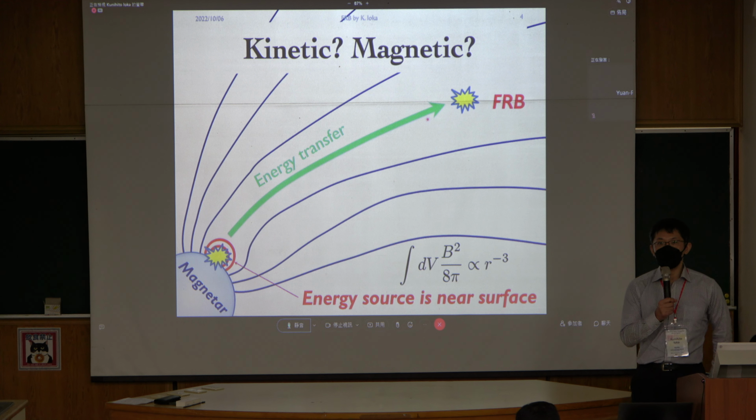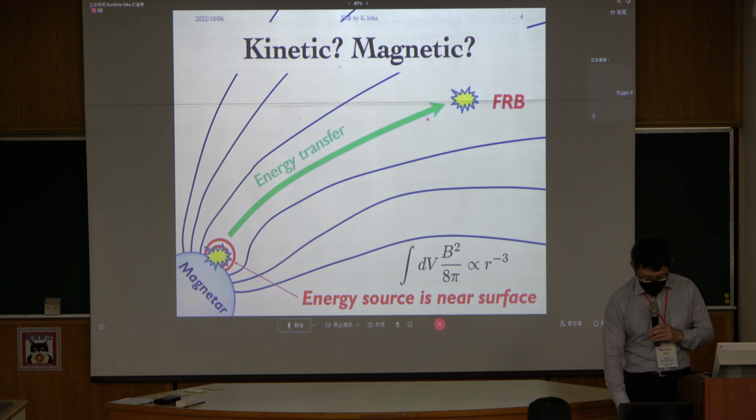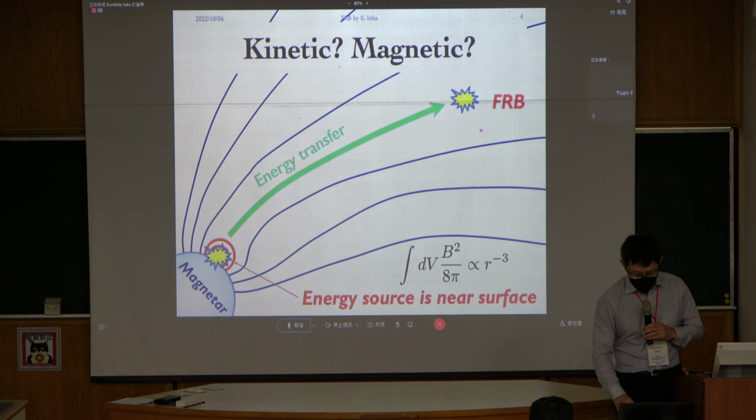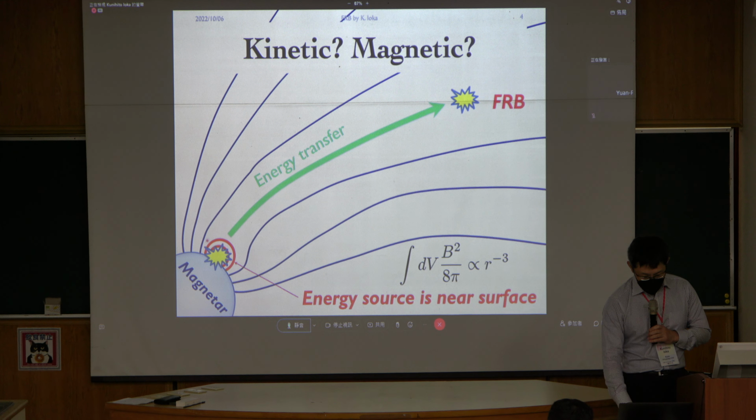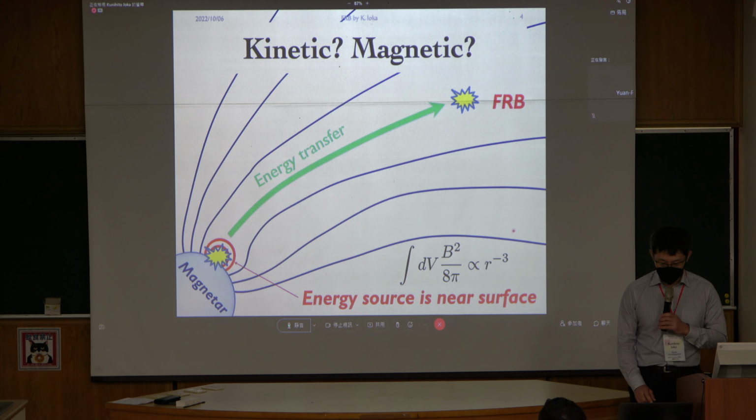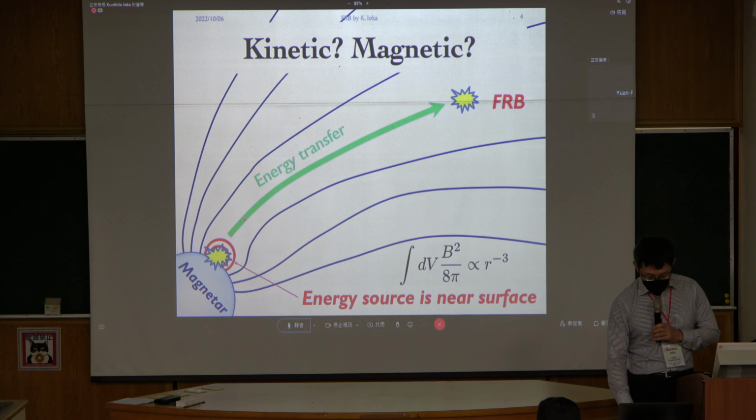So today I would like to ask a question in a different way. How do we transfer the energy from the surface of the magnetar to the emission zone? I'm very sure that the energy is generated near the surface of a neutron star. One reason is energetics: the energy of the magnetic field is dominated by the region near the surface. So in order to provide a lot of energy, the emission site should be near the surface.